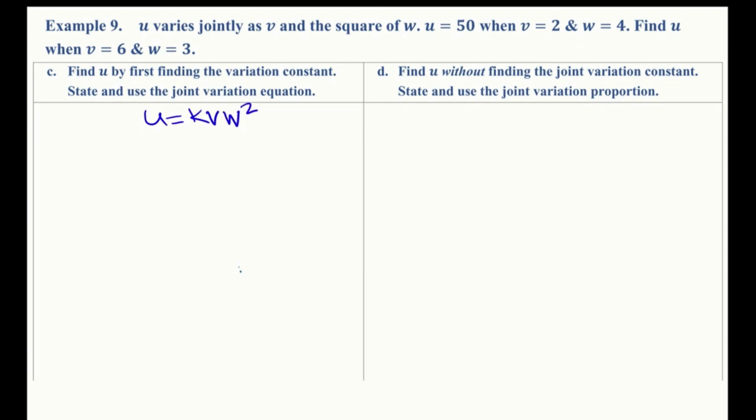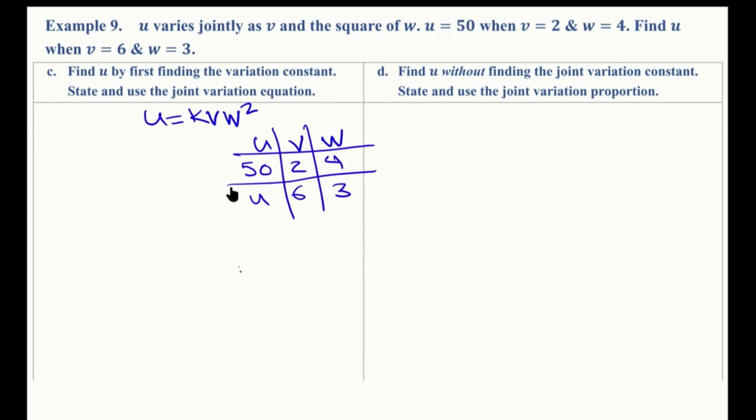Let's set up our table. This time we're going to have u, v, and w represented in the table. So notice that u is 50 when v is 2 and w is 4. We want to find u, so u is going to be the unknown when v is 6 and w is 3. So first we're going to do it using the constant of variation, or variation constant.